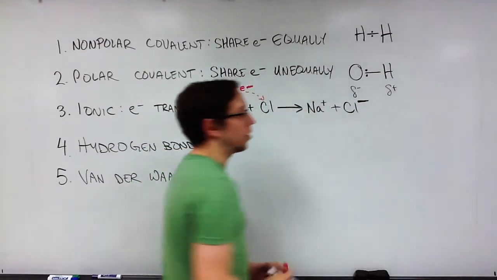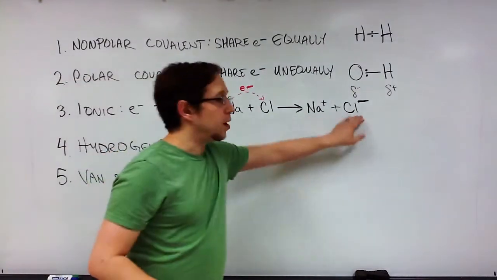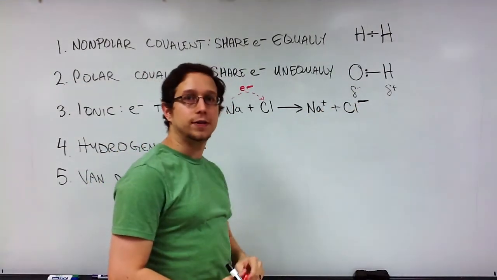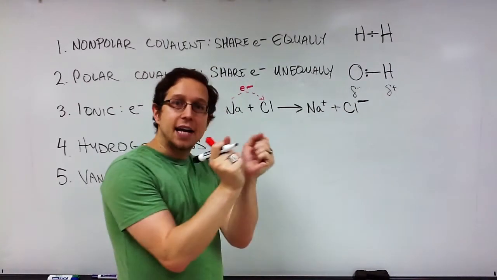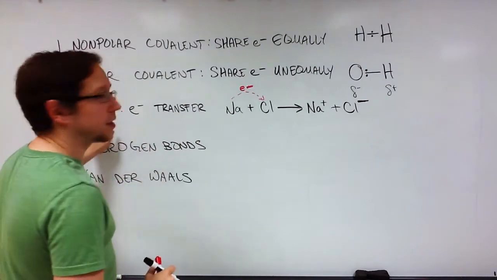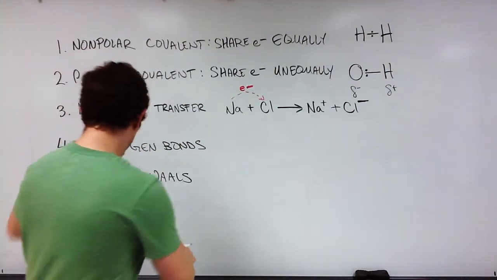it has a negative charge. These two ions are attracted to each other due to the difference in their charges, and that interaction between the oppositely charged ions is what we classify as the ionic bond.